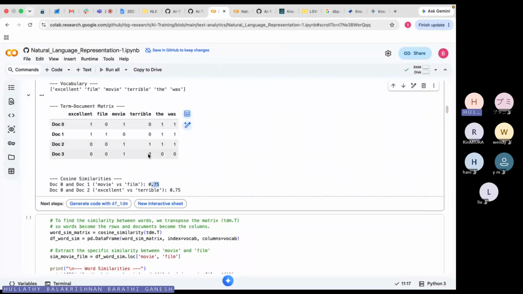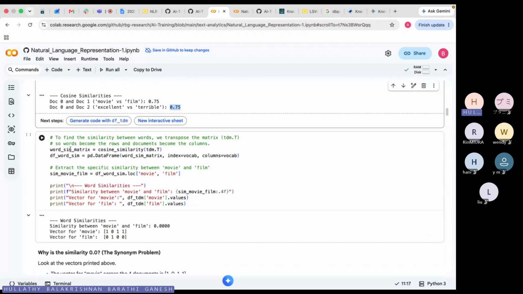If you see document 2, that is the movie was terrible, the terrible is getting calculated here, and compared with document 0, this alone goes. All others have the common words, so it also gets the same similarity. So this method, as we saw earlier, is not useful at all, because it doesn't contain the word order, and it doesn't consider the context of the word.